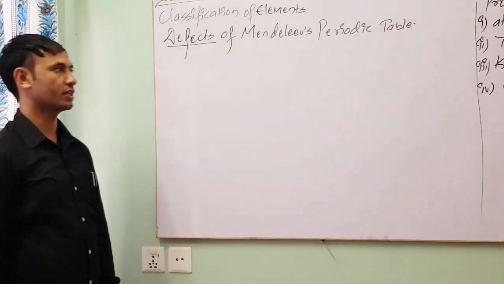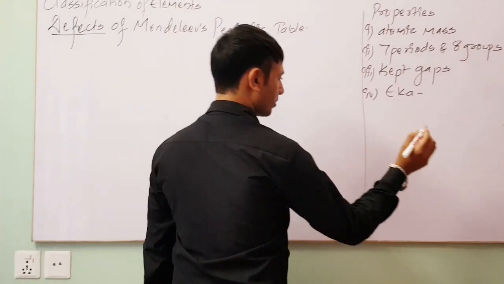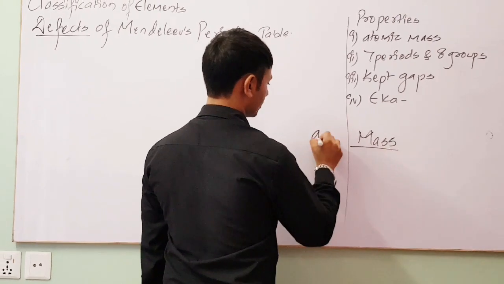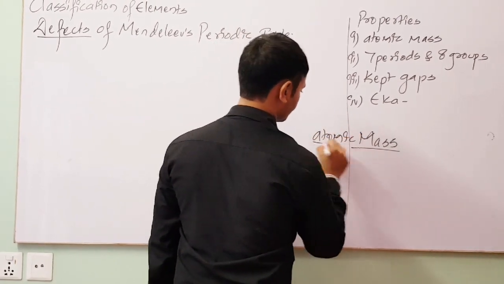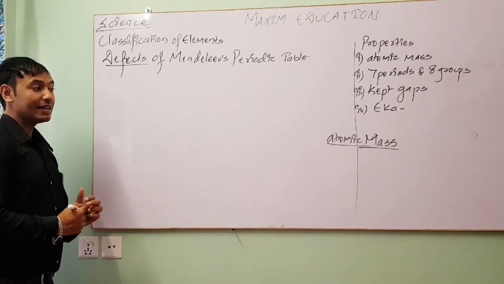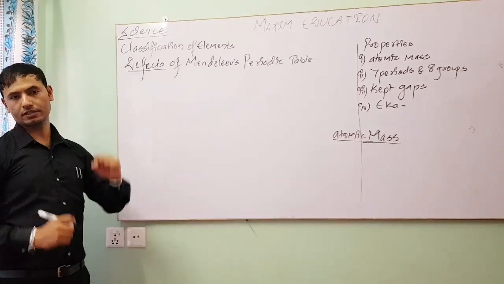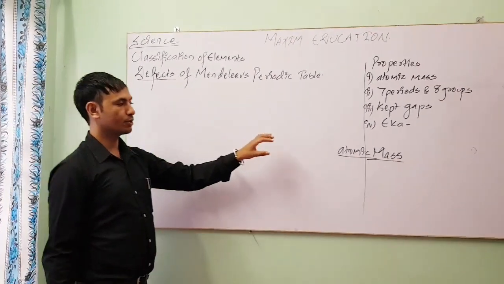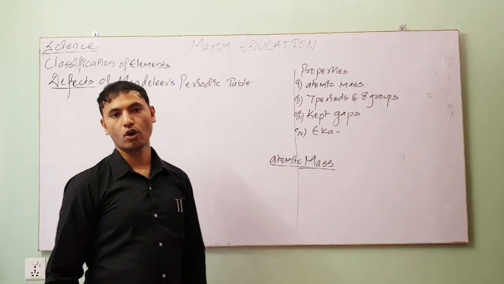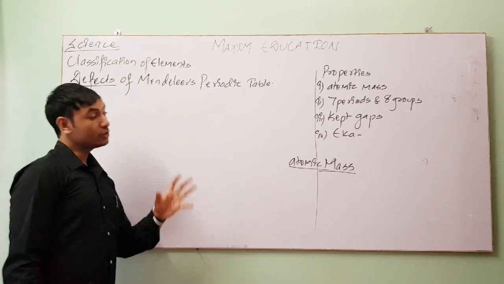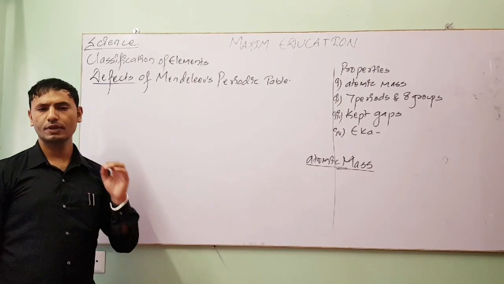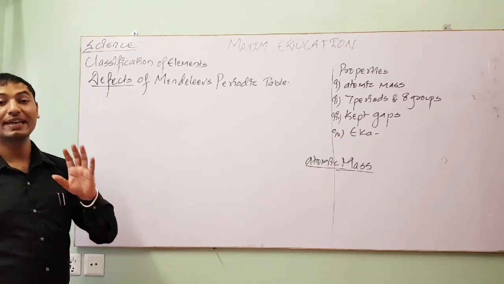Now let's talk about defects, demerits of Mendeleev's periodic table. Before going to the demerits, remember atomic mass. Mendeleev classified the elements according to their increasing atomic mass. The first defect of Mendeleev's periodic table is in its law. According to Mendeleev's periodic law, the elements having different atomic mass should be kept differently. But he didn't do that.